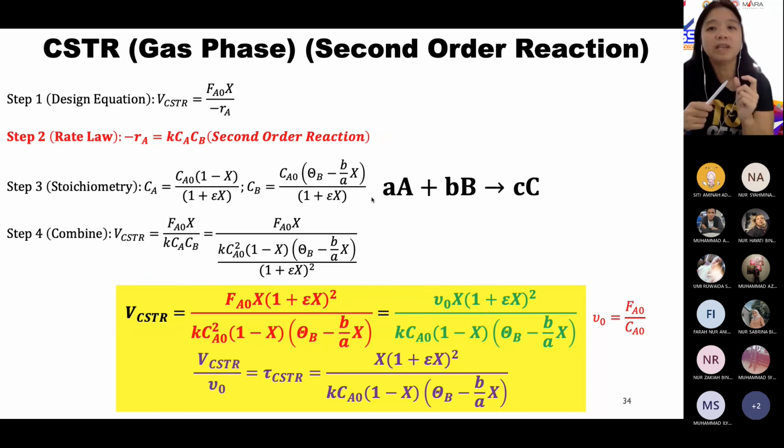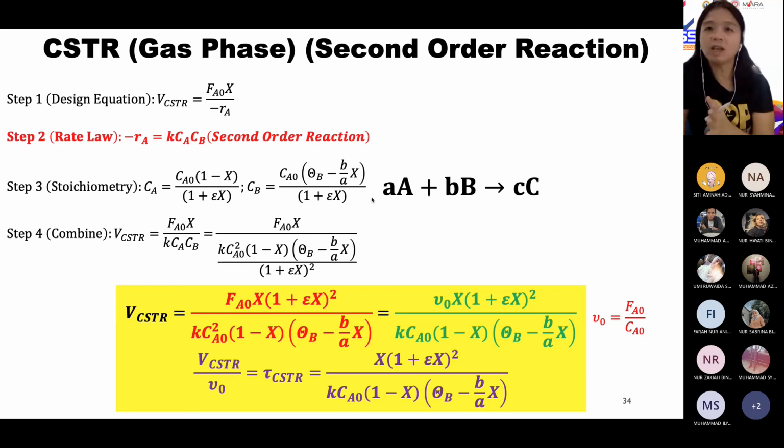So dia a bit complicated lah sebab dia punya concentration B tu express slightly different compared to A. Okay. So part ni yang kamu kena ingat. So dalam soalan kamu kena tengok betul-betul rate law dia. Adakah dia minus rA = kCA, minus rA = kCA square, minus rA = kCACB. So kamu tengok rate law yang berlainan, design equation dia definitely becomes very different.